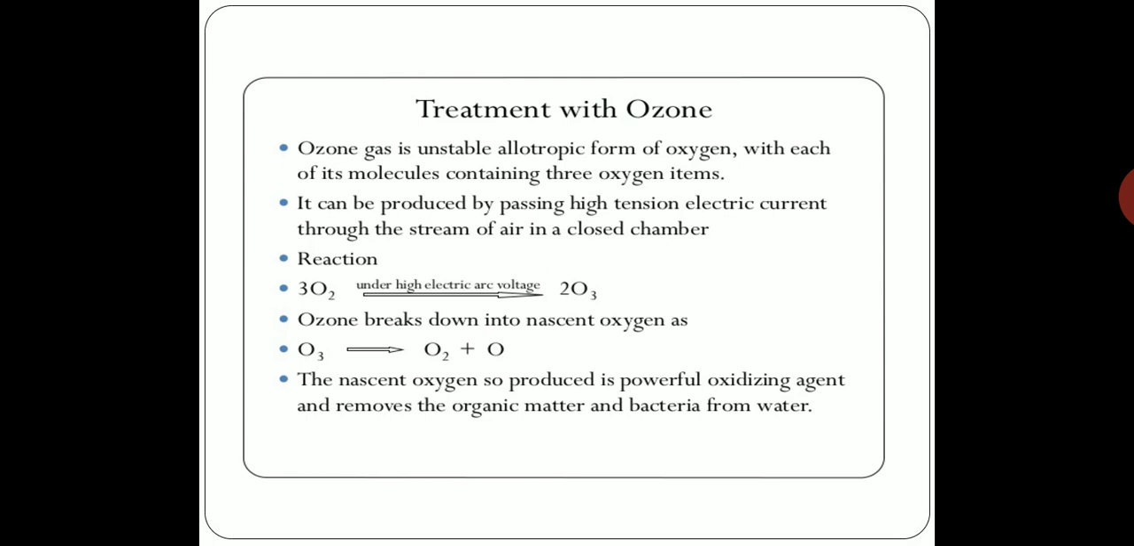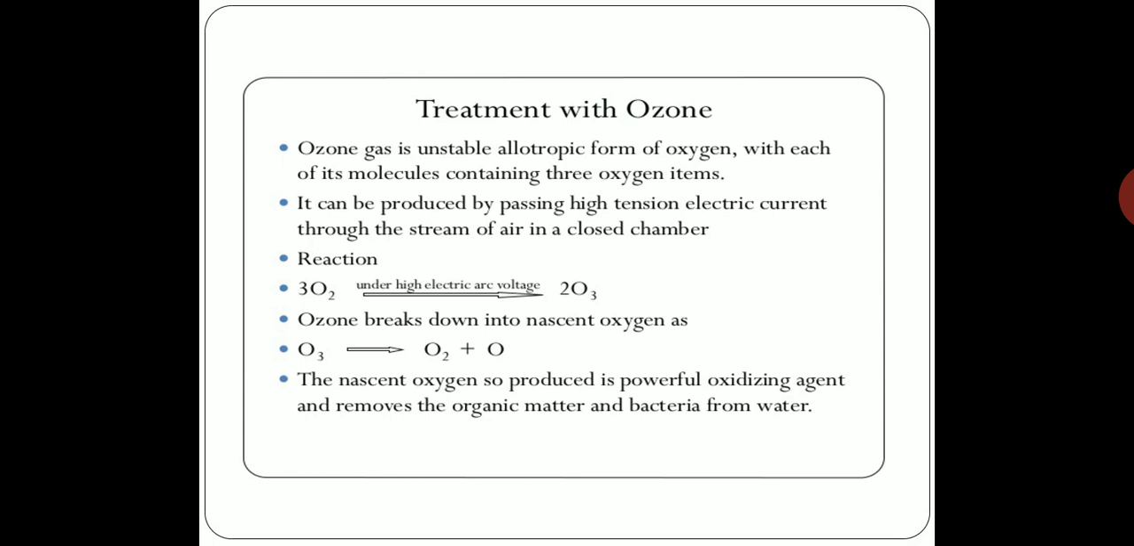So when we pass this oxygen through a high voltage electric current, it gets converted to ozone. You can see the equation written over there. 3O2, when it is passed through high voltage electric current, gets converted to 2O3. But this ozone is unstable in nature. It easily breaks down, so it gets converted from O3 to O2 plus O.